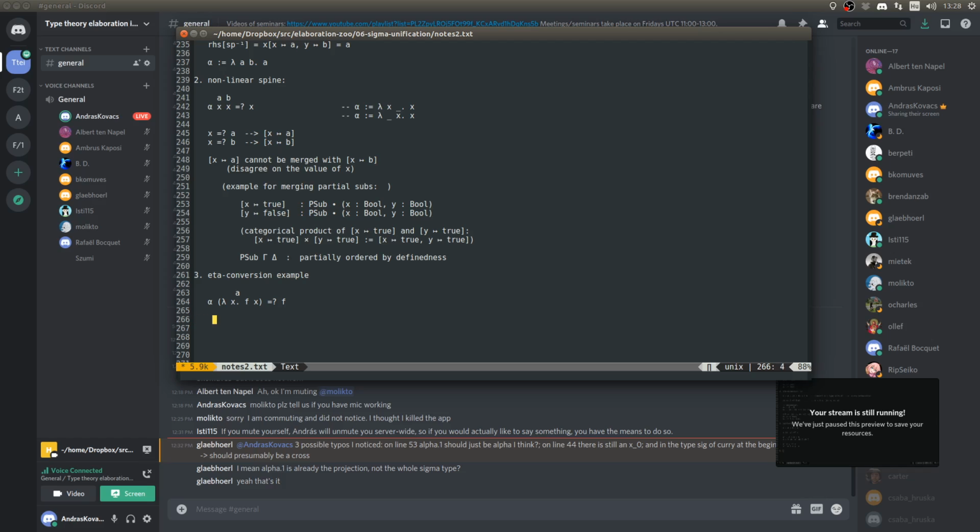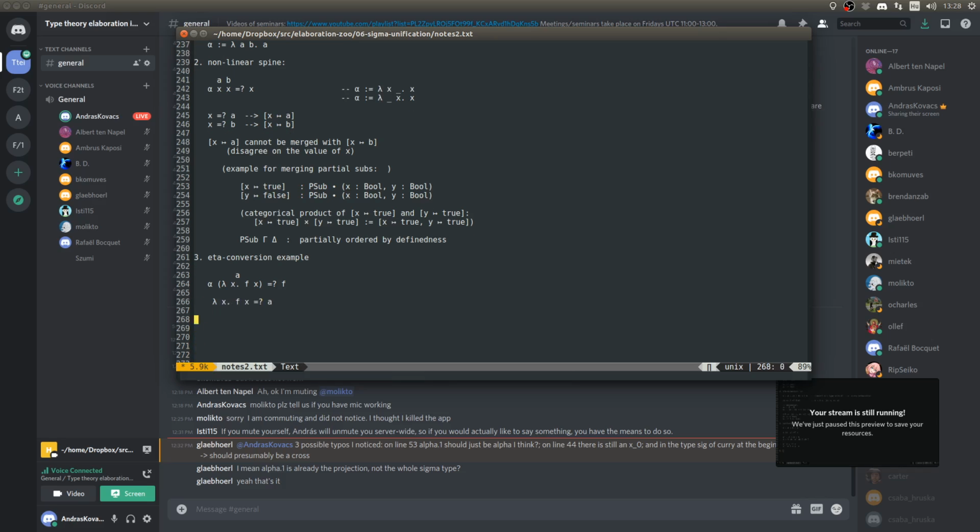Okay, so now we do lambda x, f x, A. And here we can just reuse the usual techniques from unification. So we can just say that for all x, I have to solve f x equals a x.